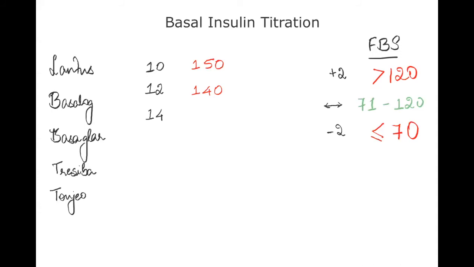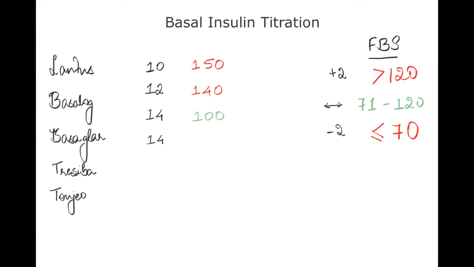After 3 days, check your sugars again, and what you see is a fasting blood sugar of 100. So what are you going to do now? Well, you actually do absolutely nothing. So if your fasting value is in the normal range, keep the insulin dose as it is. Don't increase, don't decrease. So what should we take again? We continue the same dose of 14 units.